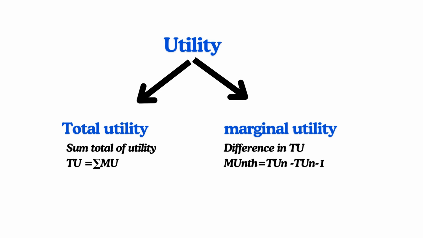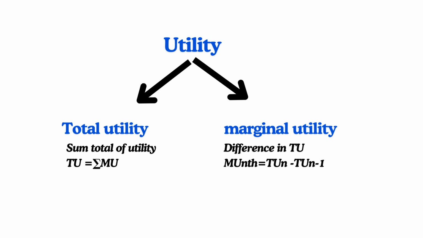So what is total utility? Focus on the terms total and utility. What do you understand by total? Total means sum total, addition, right? So total utility is the sum total of utility derived from the consumption of all the units of a commodity.